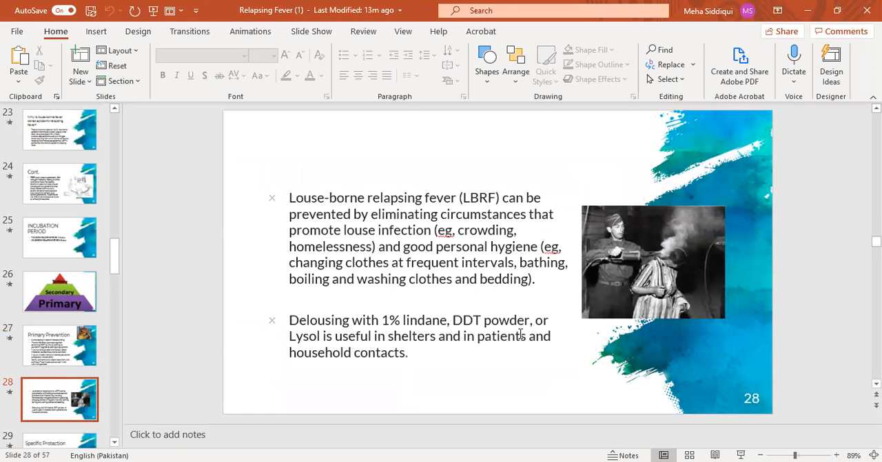Louse-borne relapsing fever can be prevented by eliminating circumstances that promote louse infection, that is crowding and homelessness, and by good personal hygiene. For example, changing clothes at frequent intervals, bathing, boiling, and washing clothes and bedding. Delousing with 1% lindane, DDT powder, or Lysol is useful in shelters and in patients in household contexts.